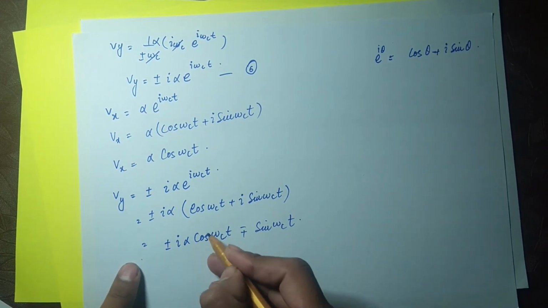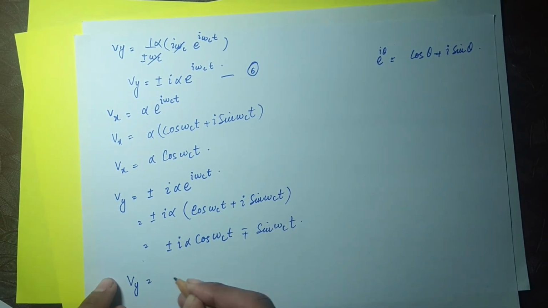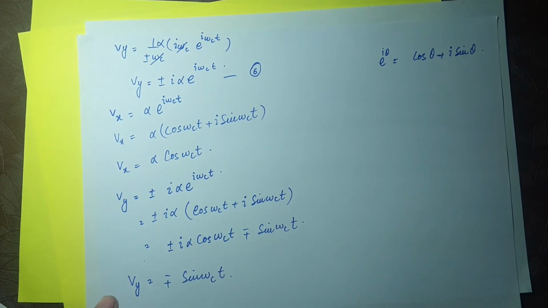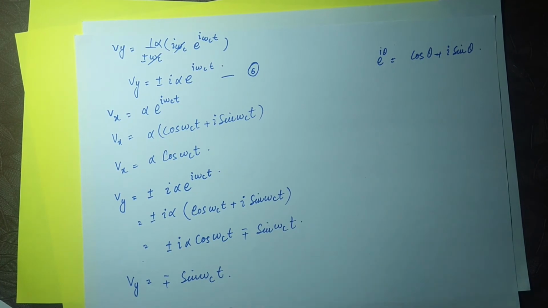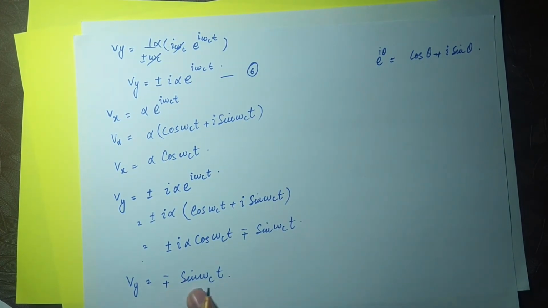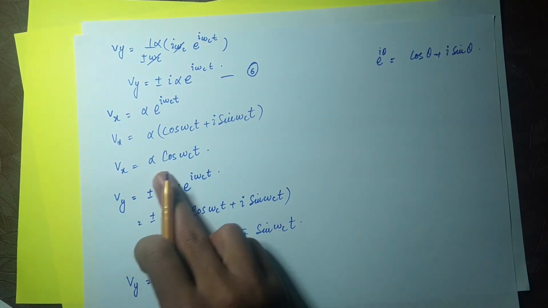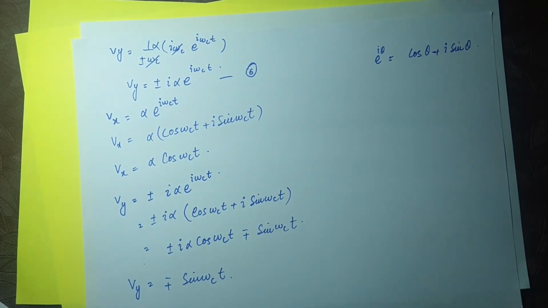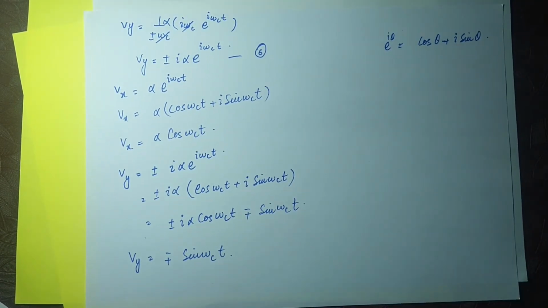Now this one is the imaginary term and this one is the real term, so v of y real will be equal to minus plus sine omega c t. When we draw the graph for these equations, we will see why we have this minus and plus in y, and why v of x is positive and doesn't have any sign. So here we found these values.